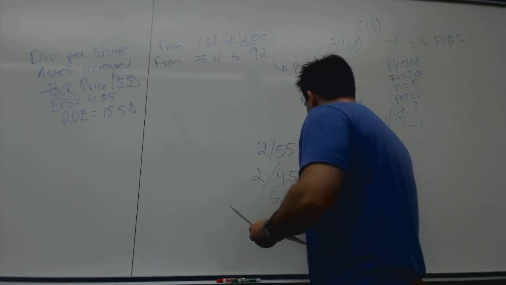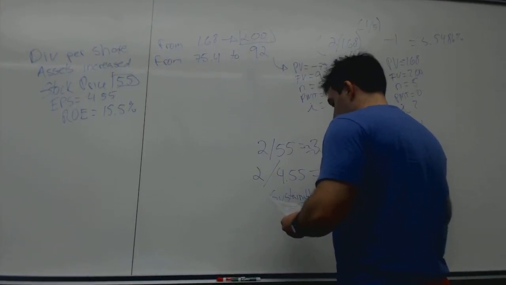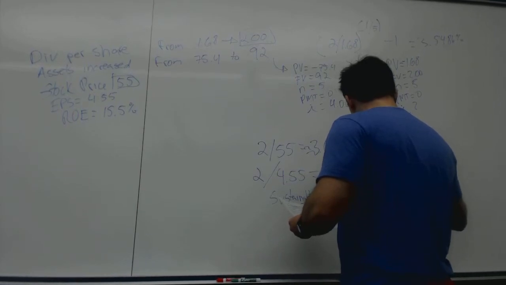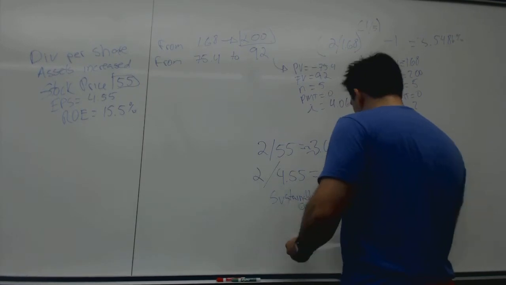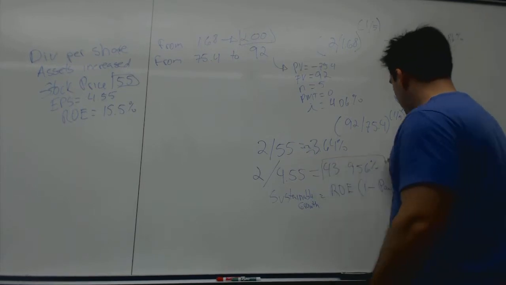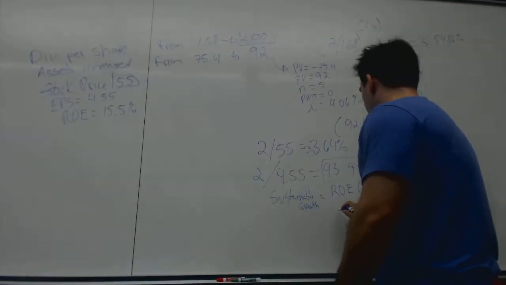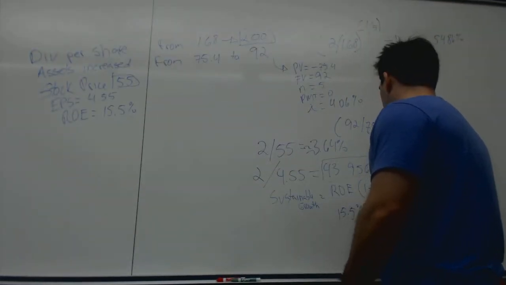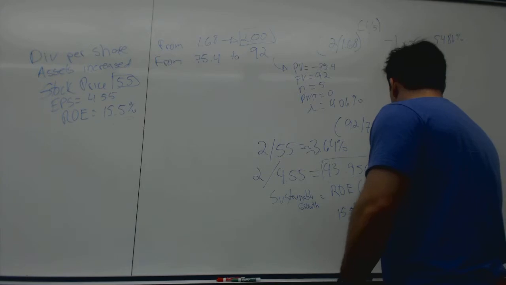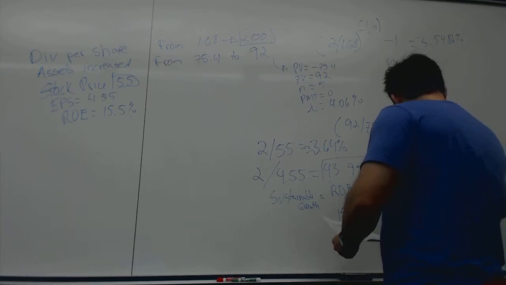Sustainable growth is going to be equal to ROE times 1 minus the payout ratio. This is the formula for sustainable growth. We already have the payout ratio, and we were given the return on equity. So we say 15.5% times 1 minus 43.96%, and we're going to get around 8.69.